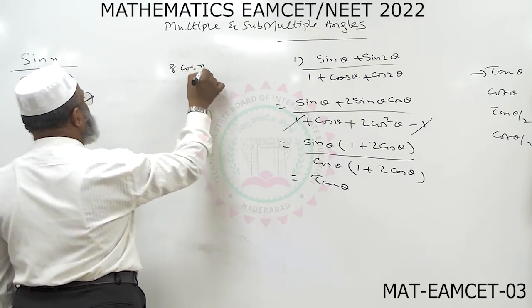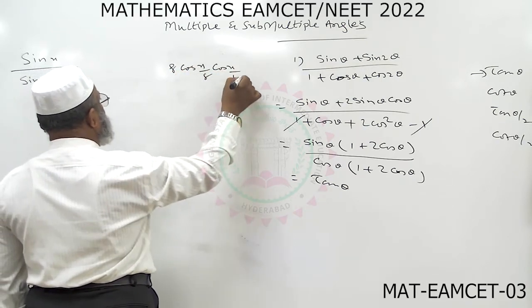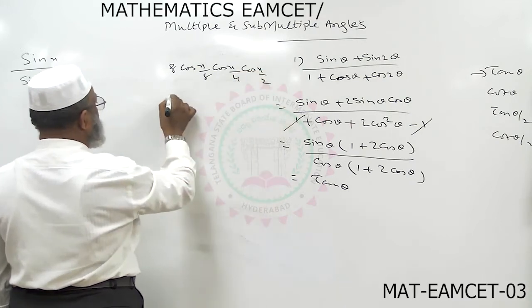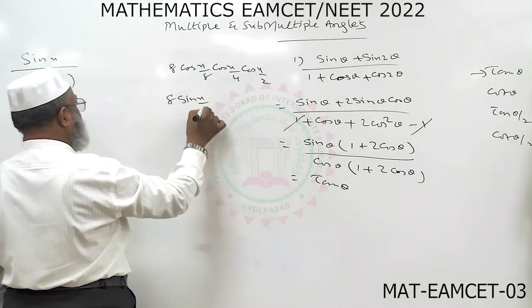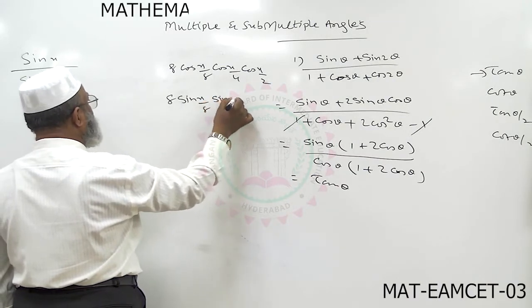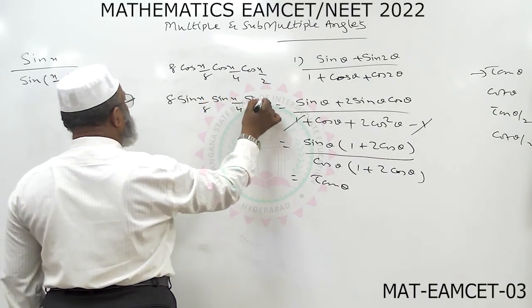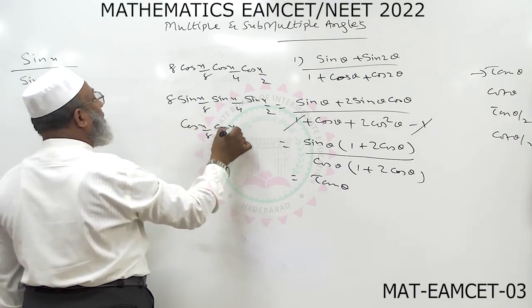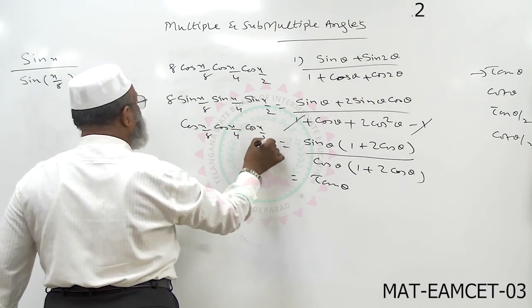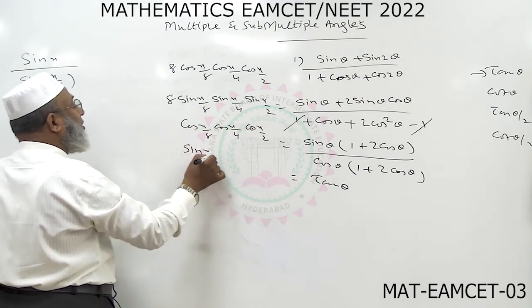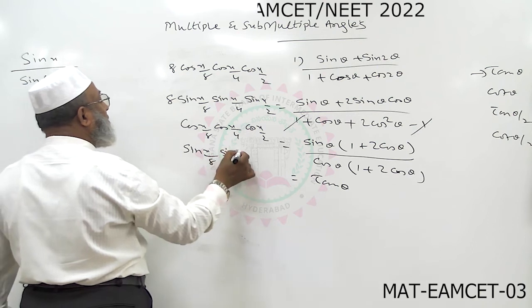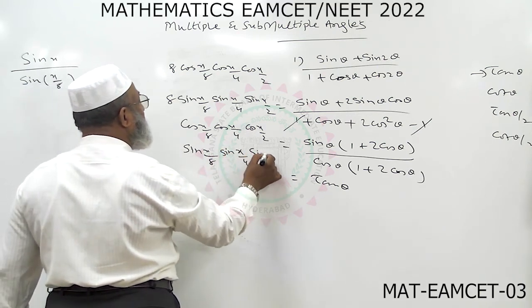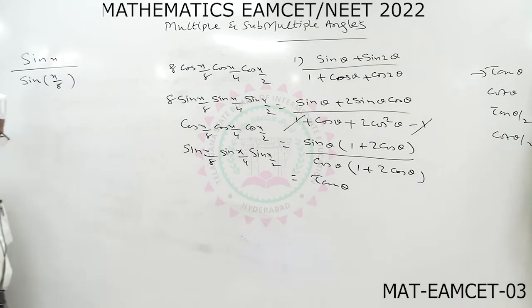8 cos x by 8, cos x by 4, cos x by 2. 8 sin x by 8, sin x by 4, sin x by 2. Cos x by 8, cos x by 4, cos of x by 2. Sin x by 8, sin x by 4 into sin x by 2. So these are the options, right?